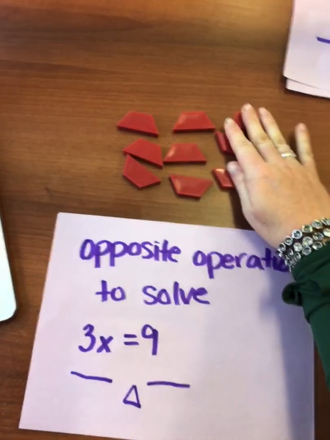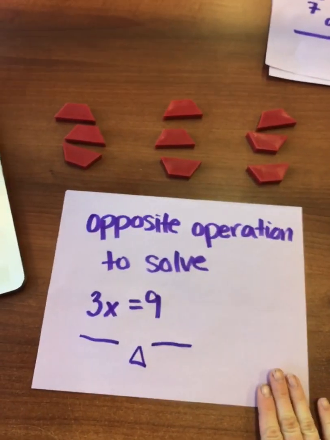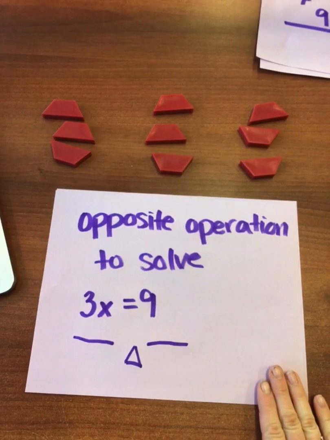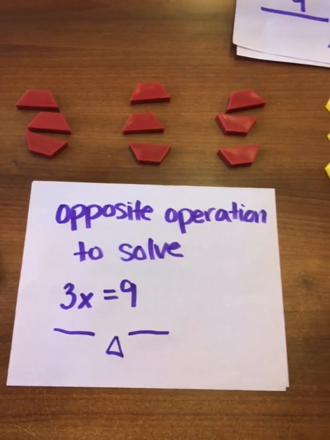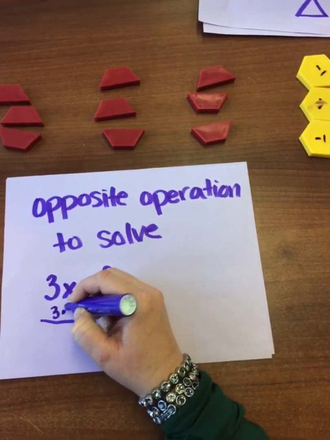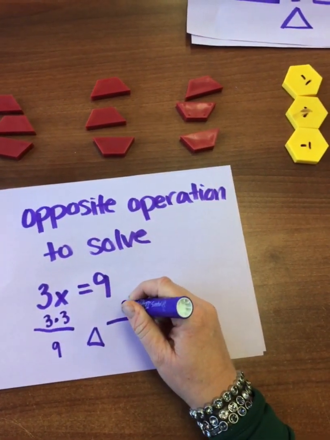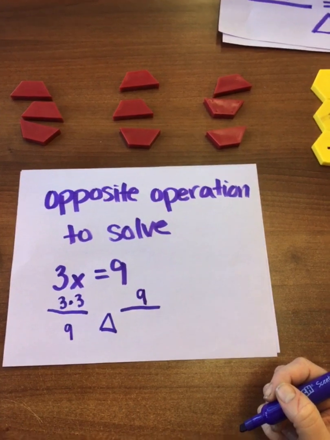and I were to divide it into groups of 3, how many do I have in each group of 3? I have 3 shapes in each group of 3. Therefore, 3 times 3 gives me 9, which is indeed what I have on the right-hand side.